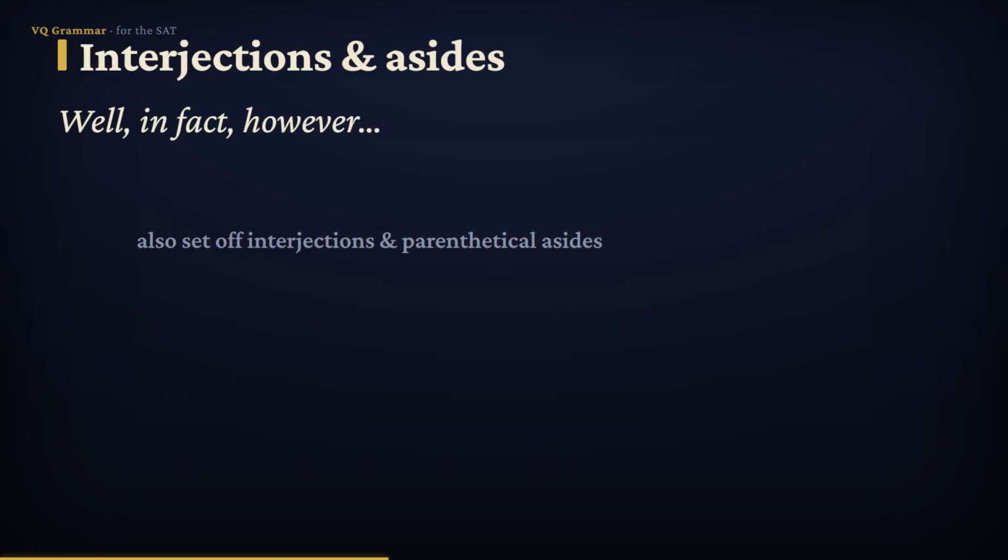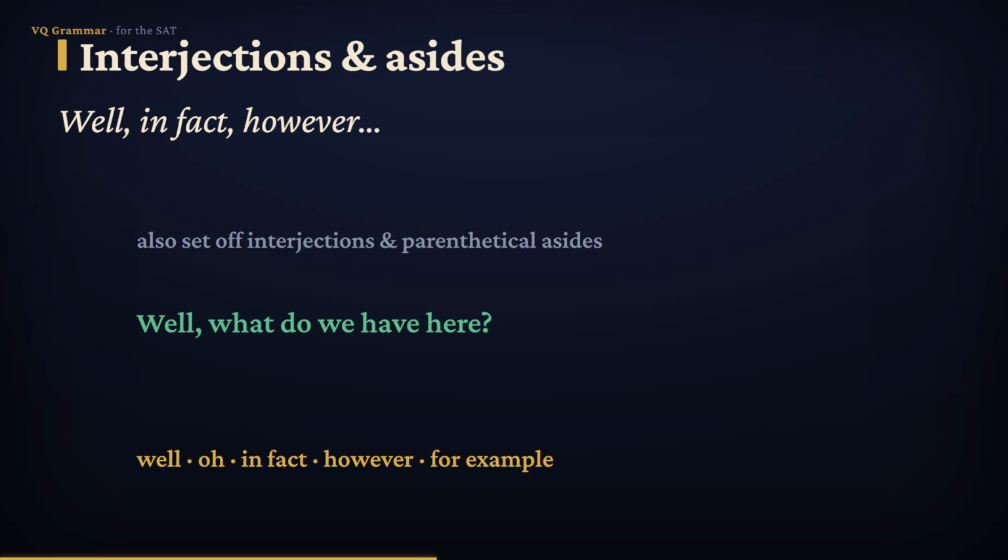Finally, set off interjections and parenthetical asides too. An interjection like well or oh at the start gets a comma. Well, what do we have here? And little asides that interrupt the flow: in fact, by the way, for example, however, get commas on both sides. His room, for example, is full of posters. You could lift for example right out, so it's non-essential, and it sits between two commas. Same family as everything else today. Extra words fenced off with commas.